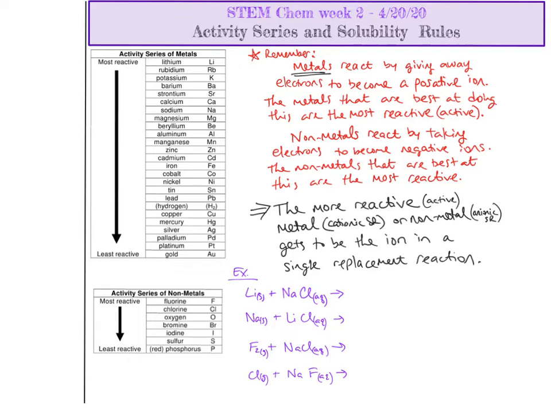If we look at lithium and sodium chloride, we would just have to compare lithium and sodium. So here is our lithium, here is our sodium. Lithium is above sodium on this activity series, meaning it is more reactive. So the lithium is more reactive, and therefore we will get a product, and we will get our sodium coming out as the metal, and then we will get a lithium chloride in solution because lithium is better at being an ion.